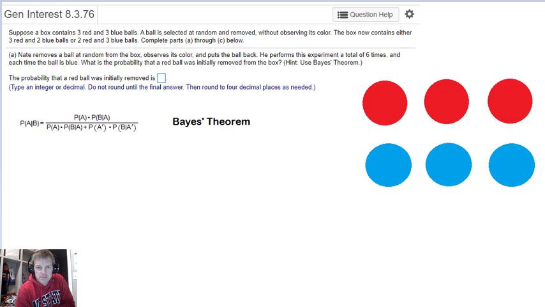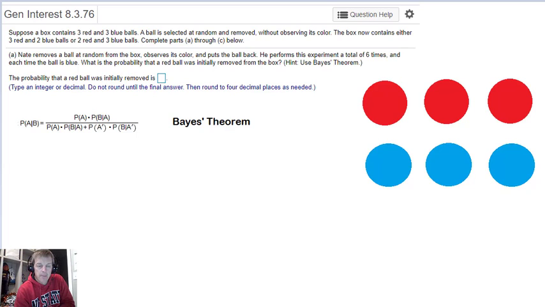This is a great problem to demonstrate Bayes' theorem, so let's jump right into it. Let's suppose there's a box with 3 red and 3 blue balls in it, and we're going to take a ball out and not look at what color it is. And now the box either has 3 red ones and 2 blue ones, or 2 red ones and 3 blue ones. We don't know because we took a ball out and we didn't look at it.